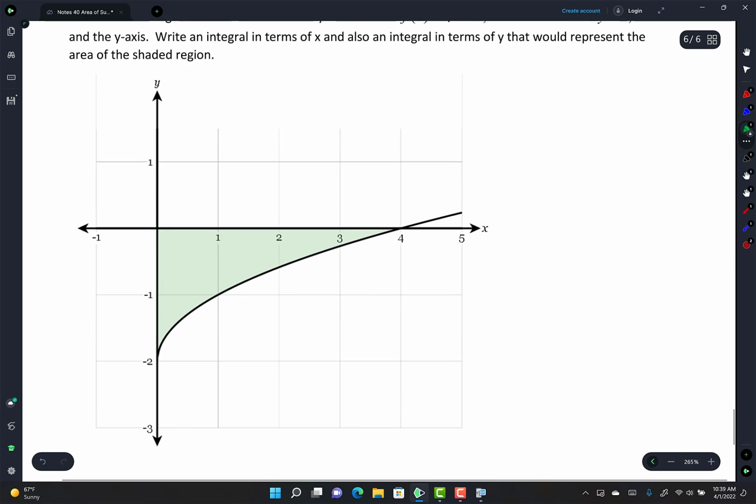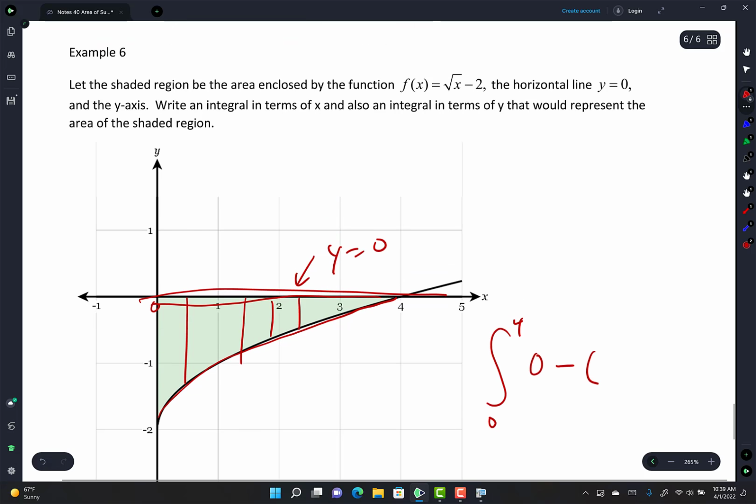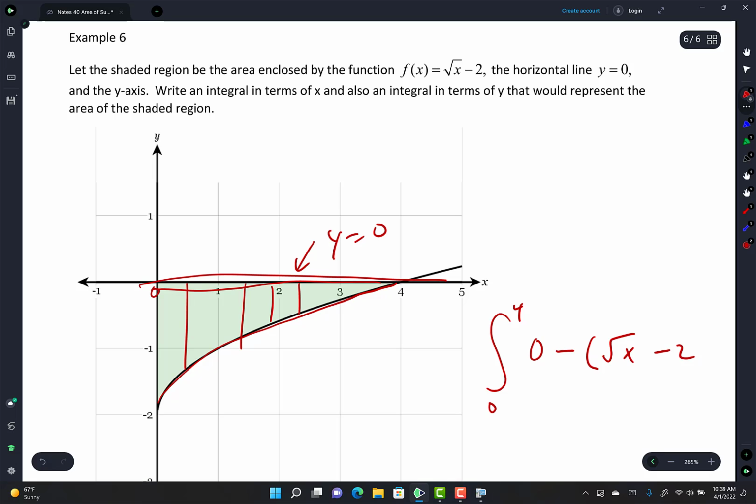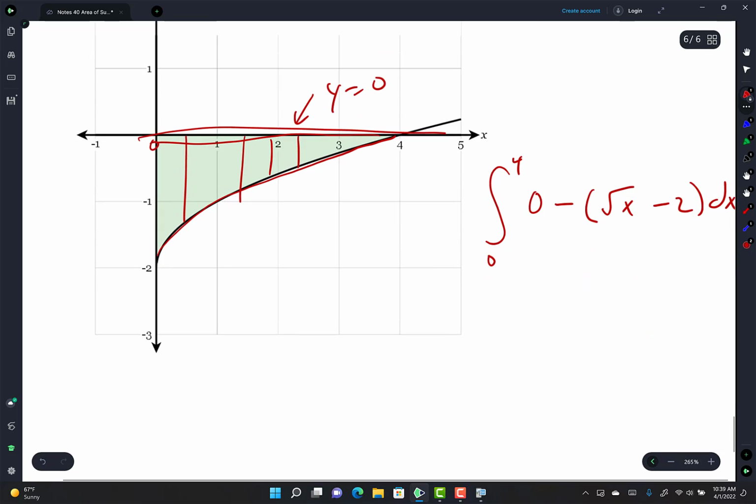So let's do it. In terms of x, here's my axis. In terms of x, I'm integrating from what to what? 0 to 4. 0 to 4. And it looks like it's this. Remember, this line up here is on top. That's y equals 0. So I'm going to write 0 minus, so you guys can see, and then this curve is next, right? Isn't that the square root curve? Square root of x minus 2, close, dx. There's my integral. Yes, you don't have to type the number 0. You could just distribute the negative.